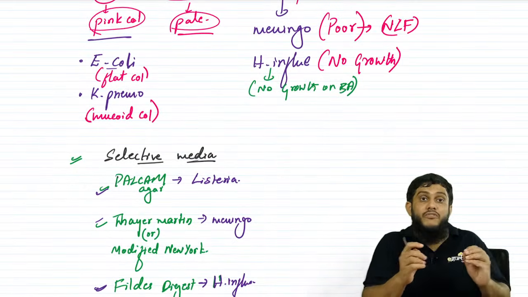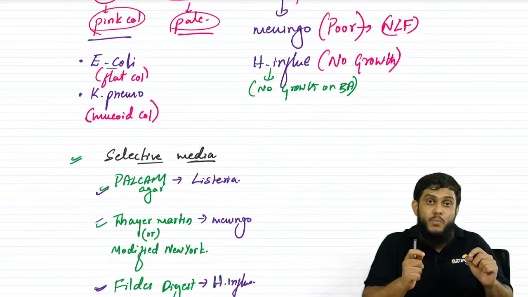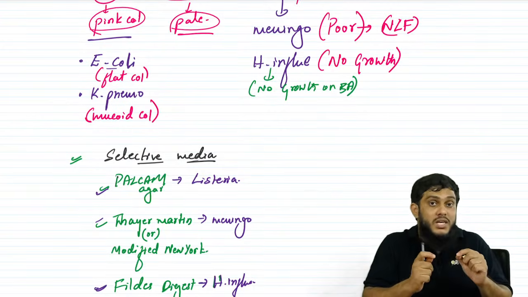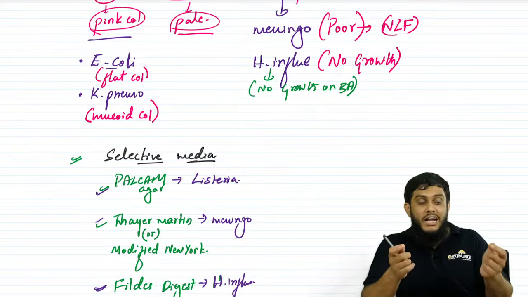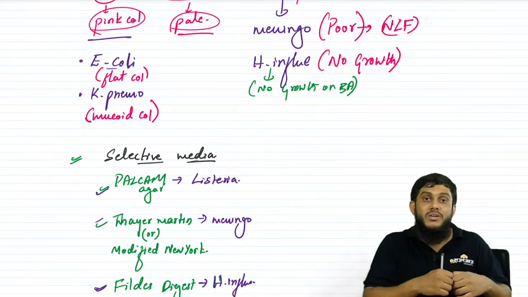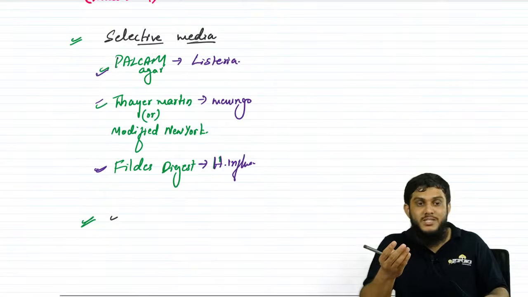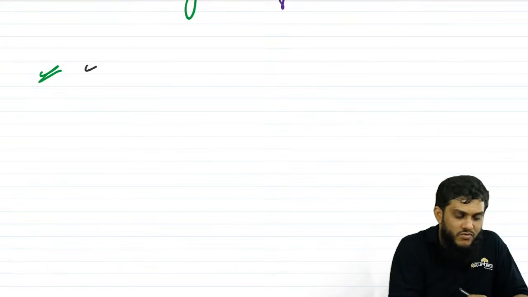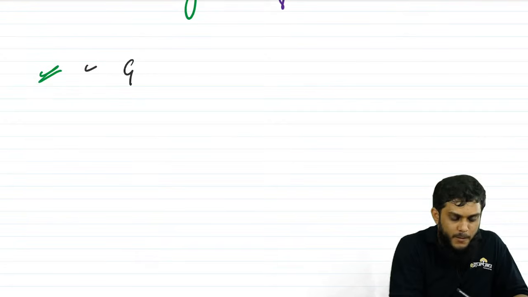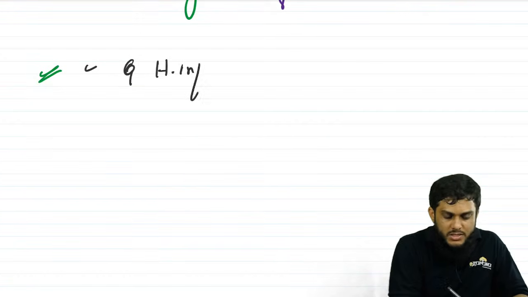So in the sample microscopy, if you see gram-negative cocobacilli, and there is no growth on blood agar and MacConkey, then you can think of Haemophilus influenzae. So then how to culture Haemophilus influenzae? Haemophilus influenzae grows on chocolate agar.